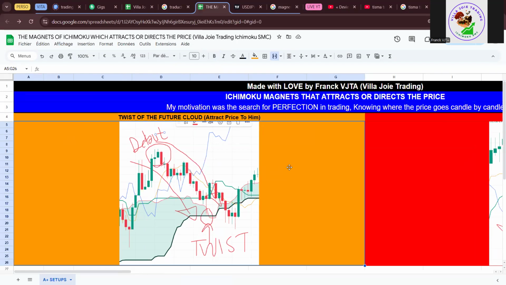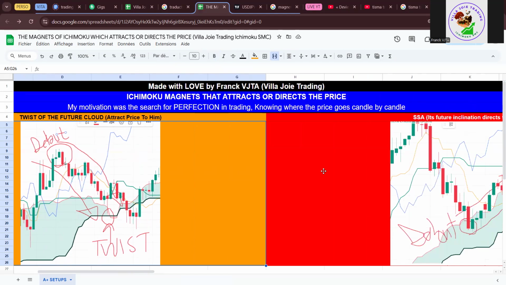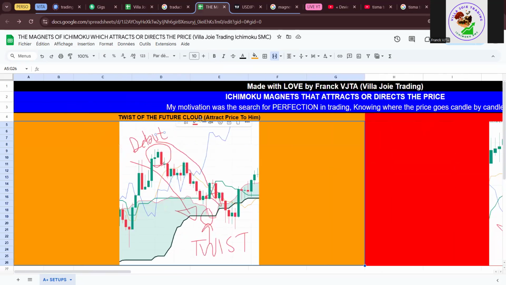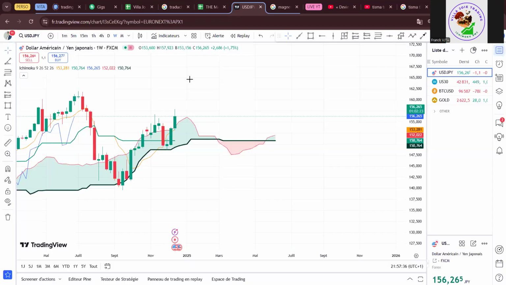was because when I started learning the Ichimoku system, my motivation was to look for perfection in trading, to know where the price will go candle by candle. I did not want to be like, I don't know where the price goes. I do not find that normal. I wanted perfection only. So the first element that I found is the twist.